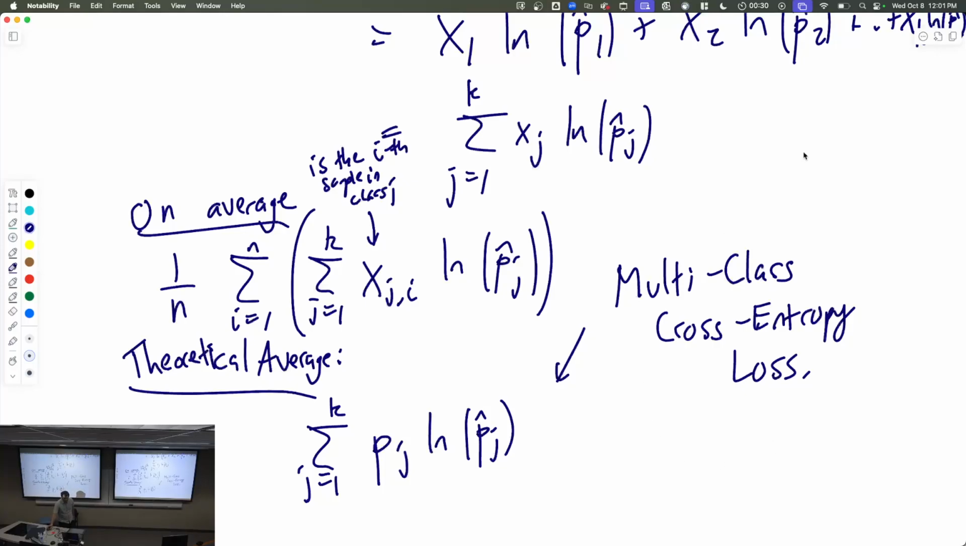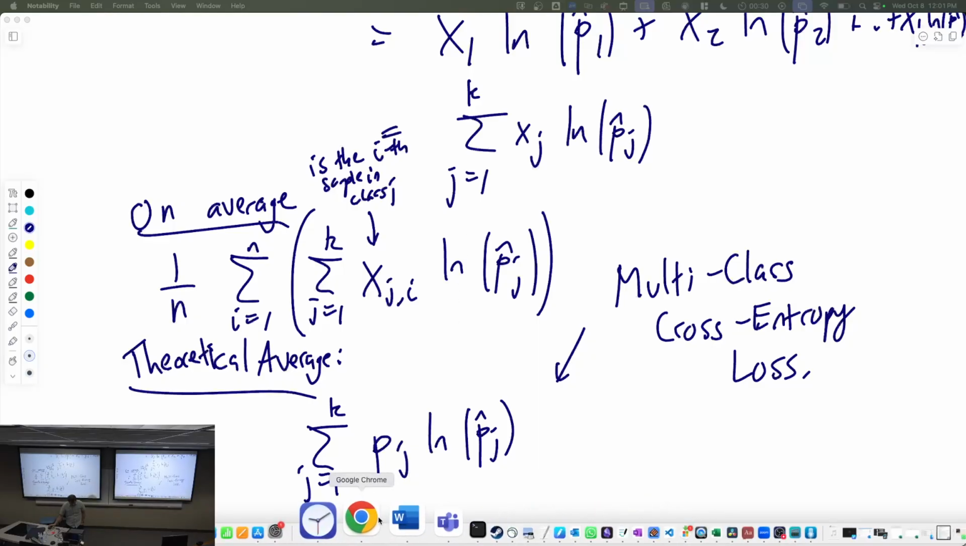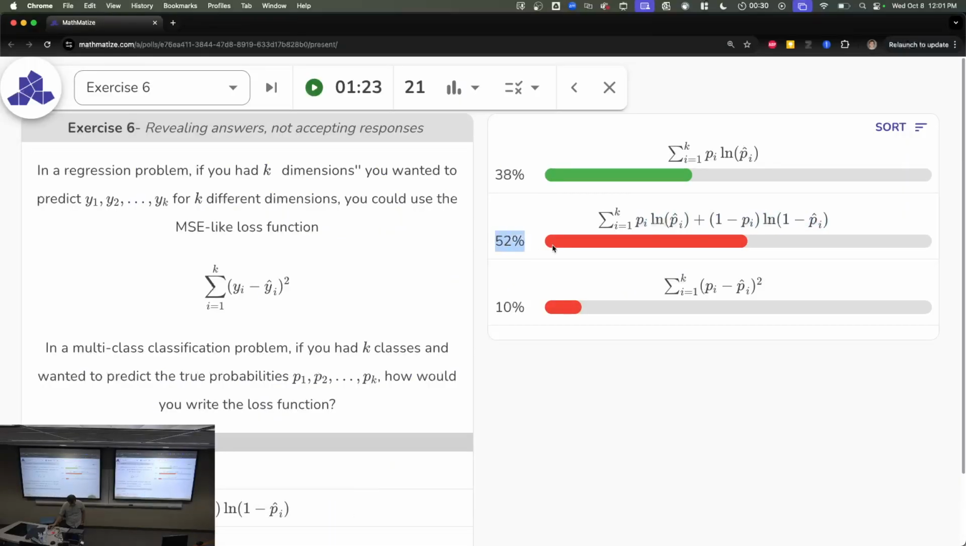That's the answer to the mathematized question that bamboozled most of you. How many people got it right? More than half of people got it wrong this way. 10% of people got it wrong because they were asleep, and then 38% of people got it right. Okay, very nice. Any questions or comments about this idea? The multi-class cross entropy loss.